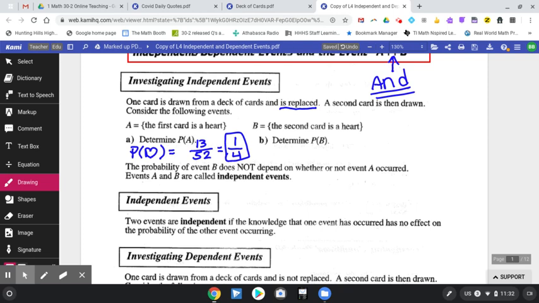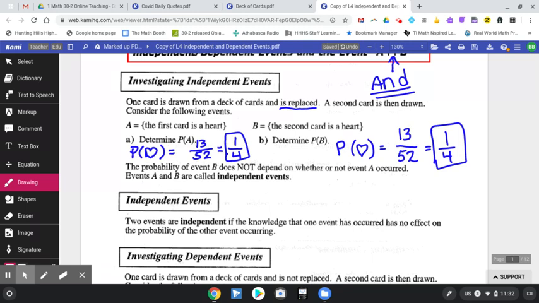Okay, we draw that heart, we take a look at it, we put it back in the deck. What is the probability that the second card is a heart? So now we're working on the second card. So again, we think, well, how many cards are in the deck? How many things could happen? Possible outcomes. 52 possible outcomes. How many of those are favorable? How many of those are hearts? 13 out of 52. And again, it's 1/4.